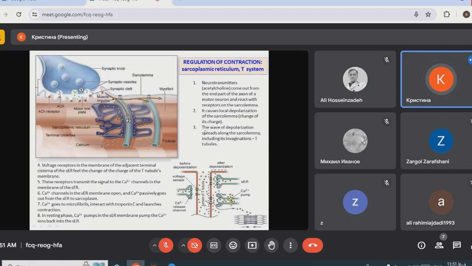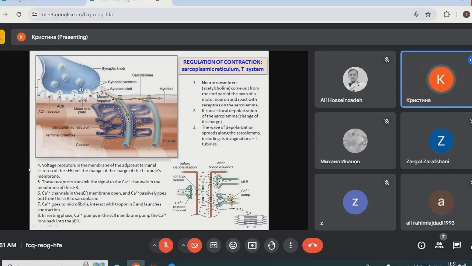And step 3, this change of the membrane starts to spread along the membrane, including its invaginations, which are called T-tubules. T-tubules are the invaginations of the membrane. So this wave of depolarization goes along T-tubules inside the muscle fiber.